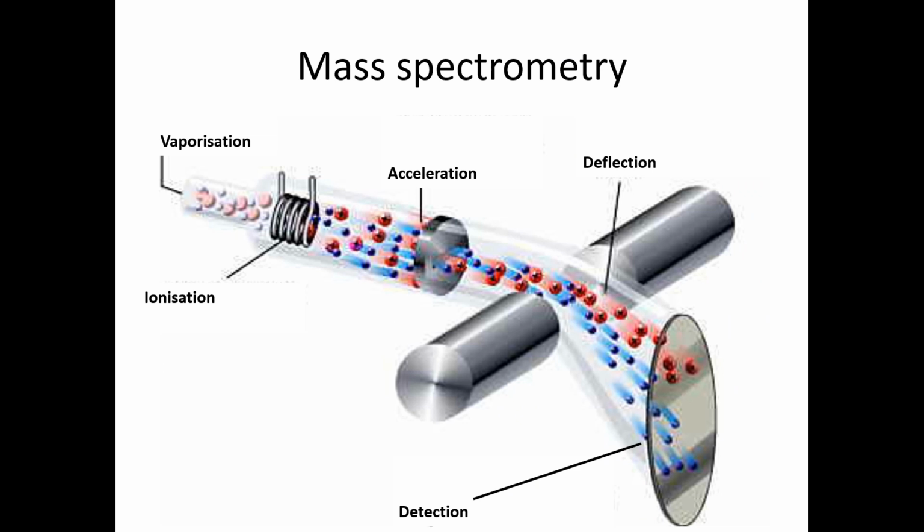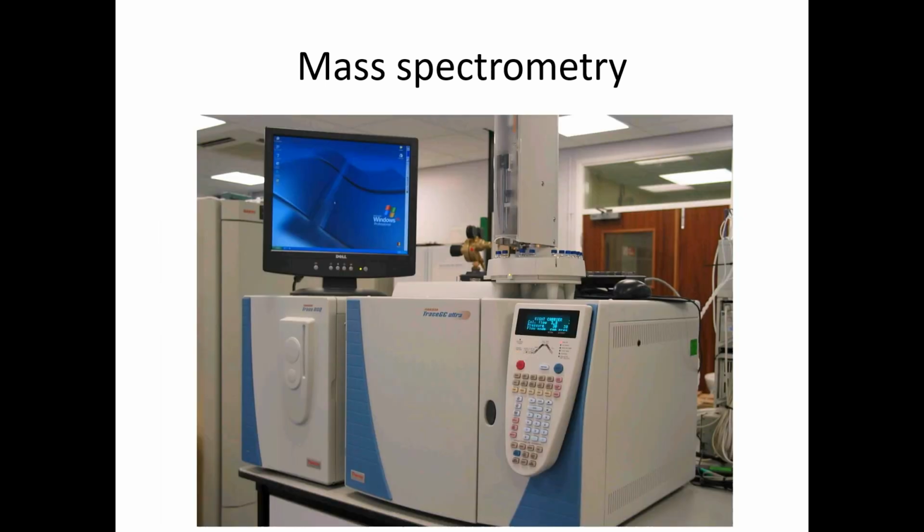Vaporization. Ionization. Acceleration. Deflection. Detection. Learn where these components go in the diagram. A modern mass spectrometry machine.